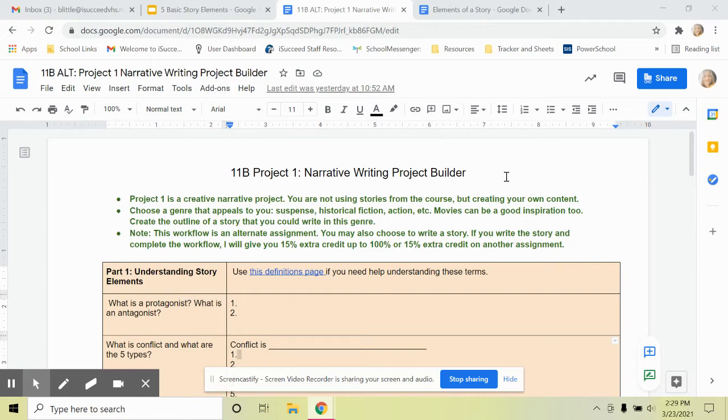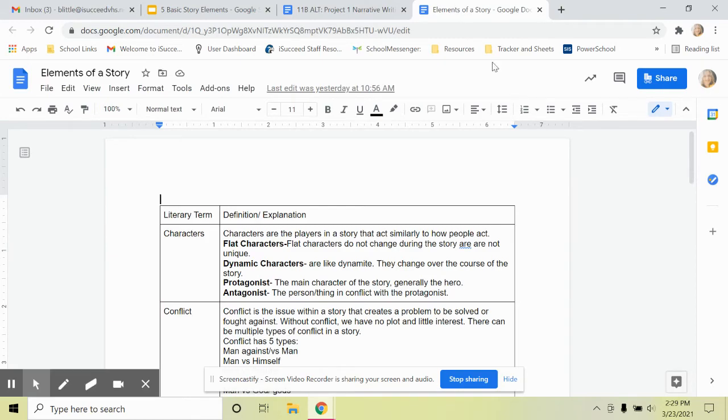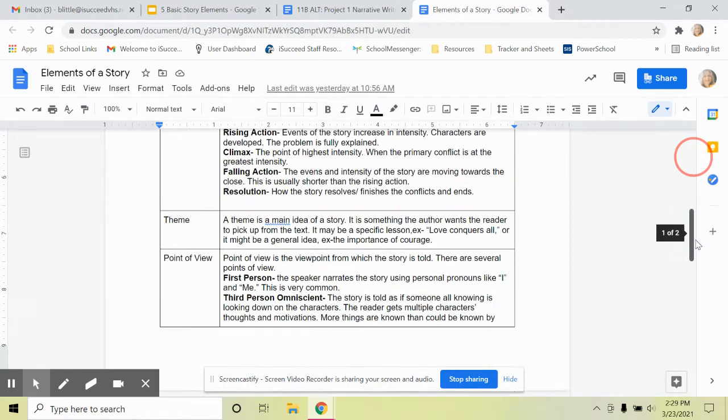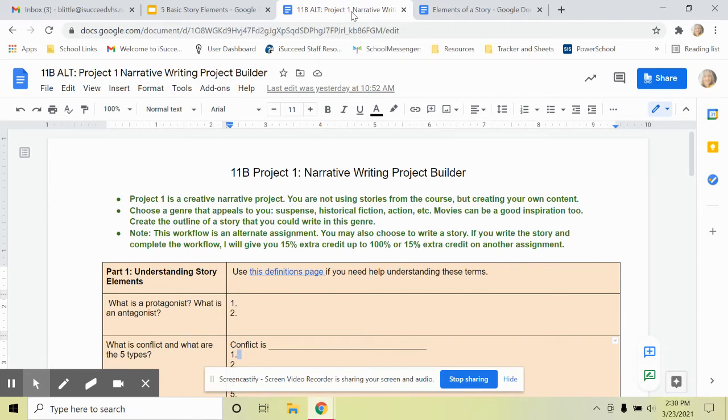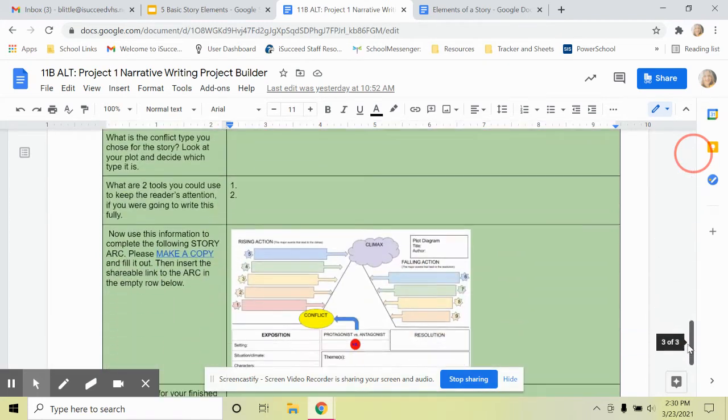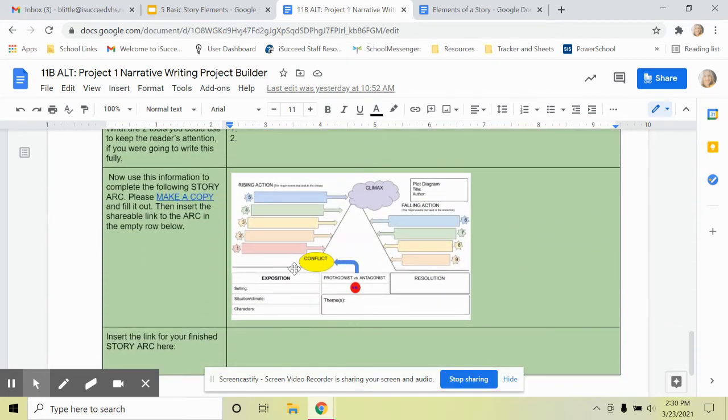Either way, you really need to understand the 5 elements of the story and how they will help you create a story, whether that's filling out this project builder or creating a real short story for the class. In order to help you with that, I have a definitions page here, and that definitions page goes into pretty good detail on a lot of the basic elements that you will need to know to complete this. Today I just wanted to go through the 5 most basic elements of that, because if you go down all the way on this project builder, you will see a story arc.